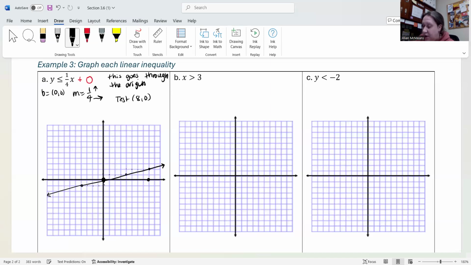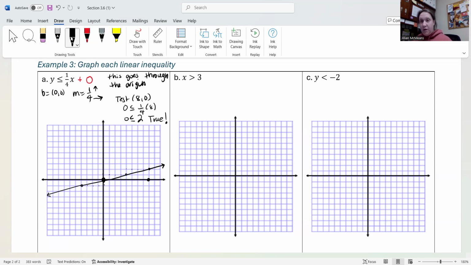So we're going to test 8, 0. I'm going to take the original inequality. Anywhere I see a y, I'm going to plug in a 0. Anywhere I see an x, I'm going to plug in an 8. So then I have 0 is less than or equal to 1/4 times 8. Well, 1/4 times 8 is 2. So is that true? Yes, that is absolutely true. 0 is less than or equal to 2.